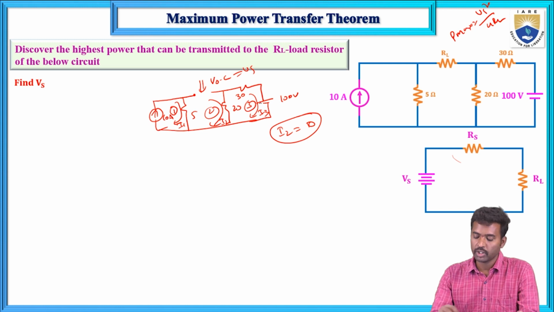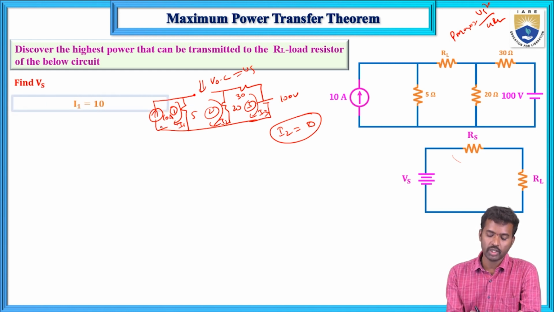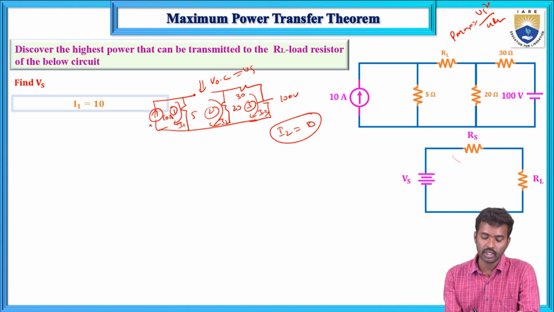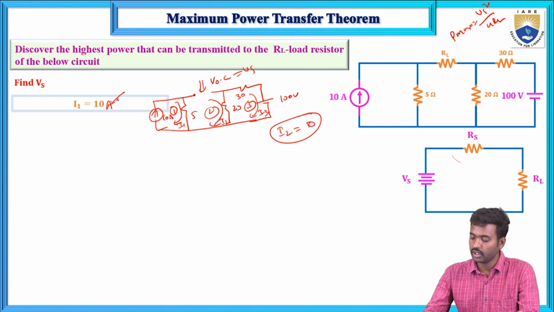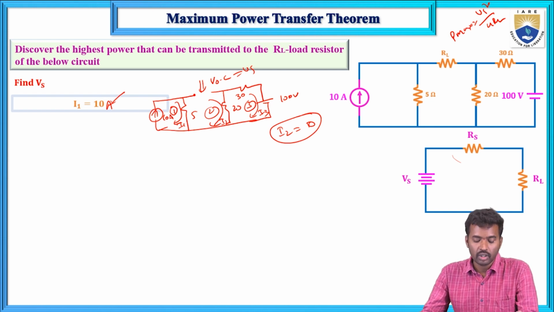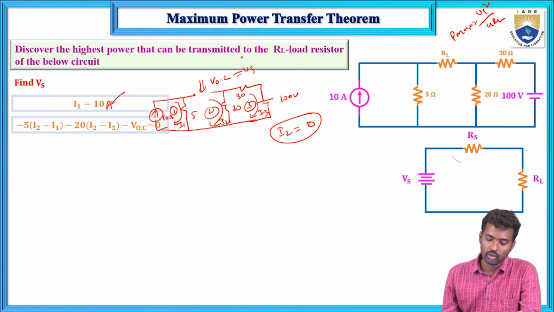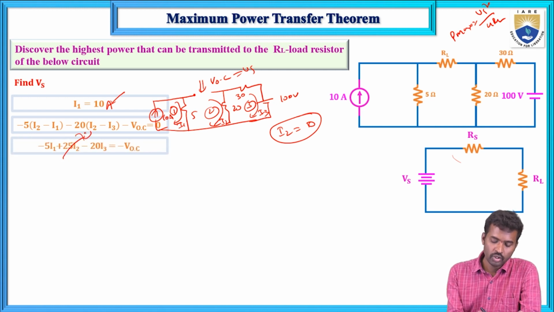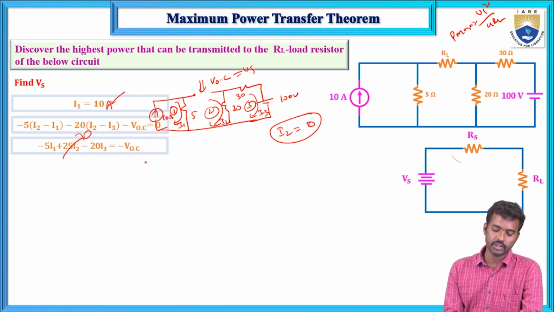Now we cannot apply KVL for mesh 1 because the current source value is I1. Directly you can take I1 equals 10, because this mesh current and the current source direction are in the same direction, from bottom to top, so you take the plus sign. So I1 equals 10 amperes. Now for the second mesh equation, applying KVL: 5 into I2 minus I1, and 20 into I2 minus I3, and minus VOC. Here I2 equals 0, so 5 plus 20 is 25, and minus 5 I1 minus 20 I3 equals minus VOC.